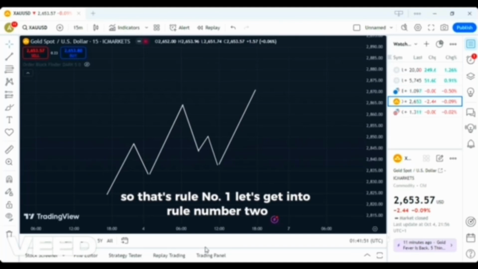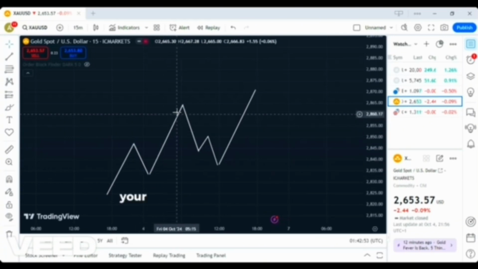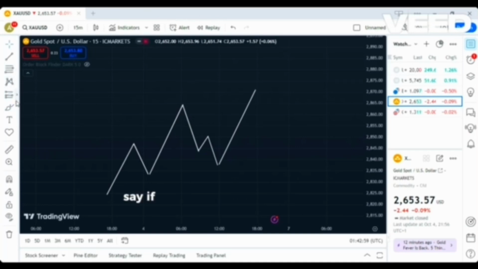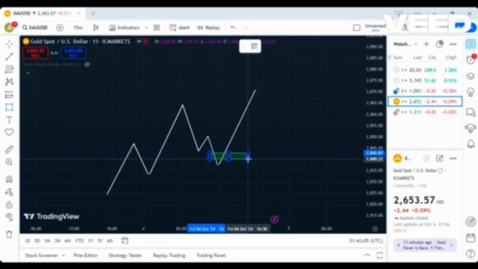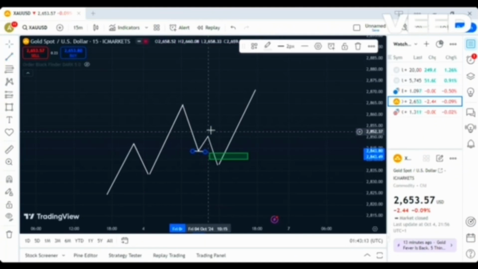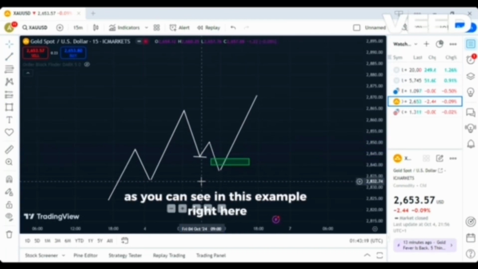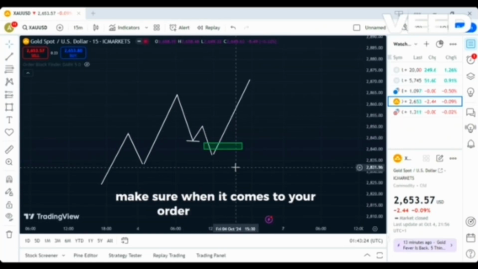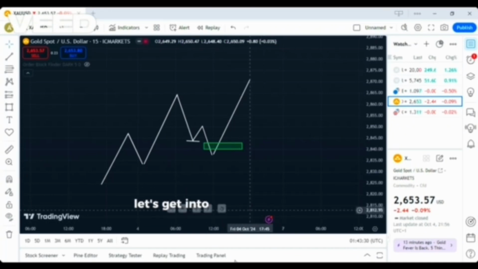Let's get into rule number two. Okay guys, so for rule number two, you want to be making sure your order block runs some sort of liquidity. So for instance, say there was an order block within this area right here, what did price come and do? It ran this area of liquidity here and formed the order block whilst running liquidity, as you can see in this example right here. So rule number one, make sure you are pro trend. Rule number two, make sure when it comes to your order block forming, it runs some sort of liquidity. So with that being said, let's get into rule number three, guys.